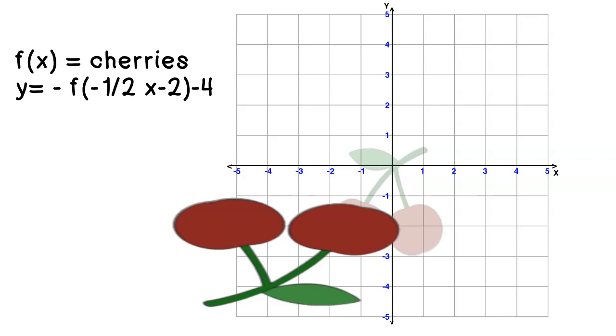So again, we shifted it to the right 2 because of that -2. We stretched it to twice as wide because of the 1/2. We flipped it over the y-axis because of the negative, and then the negative on the outside flipped it over, and then finally we put it down 4 units because of the -4 on the outside.